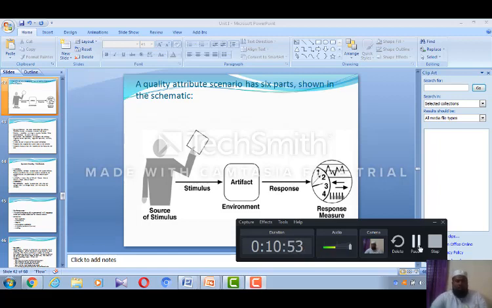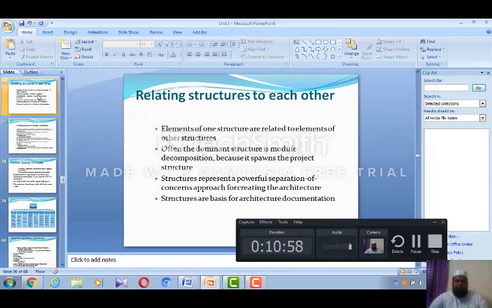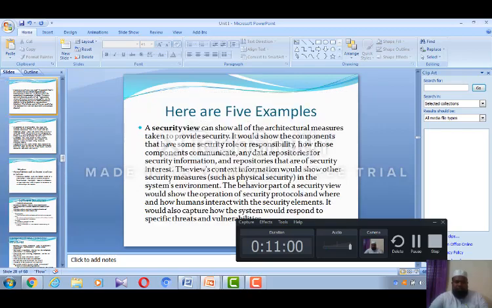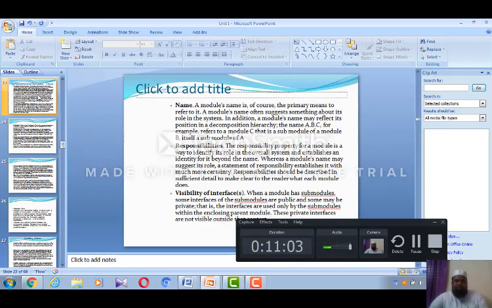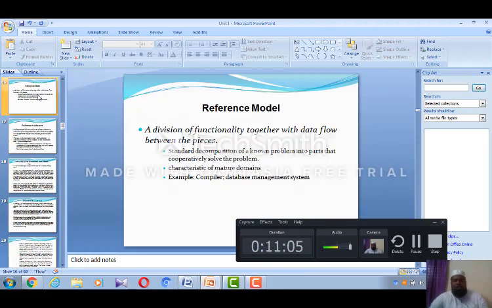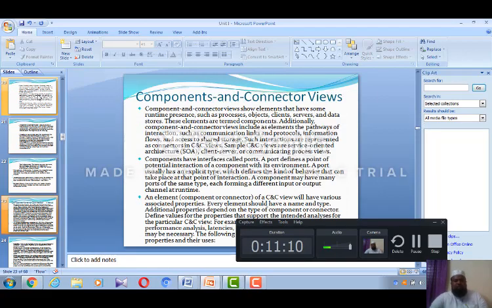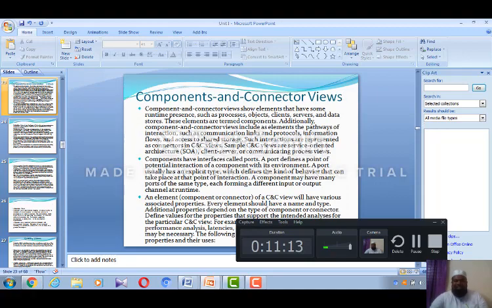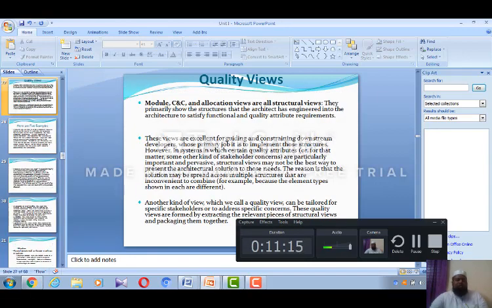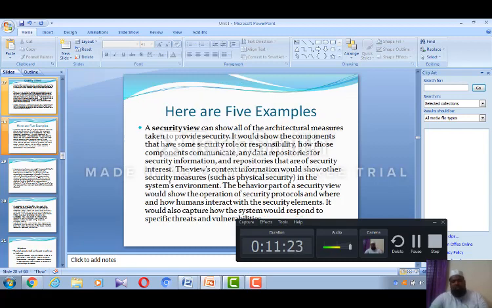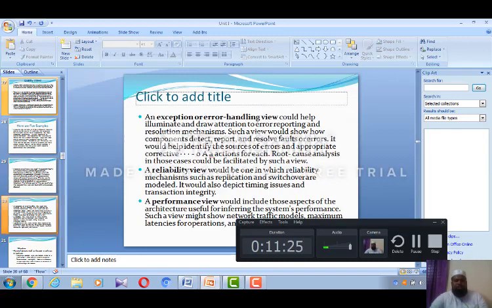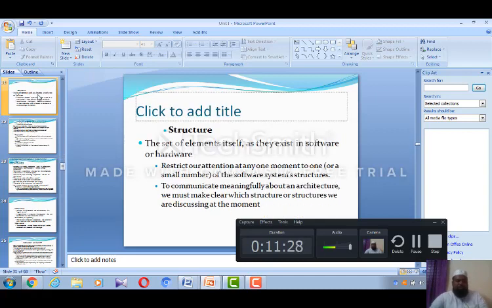Let me trace out the concepts we have seen today, right from reference models, reference architectures, architectural structures, and types of views. We have seen three types of views: the module views, C&C views, and allocation views. Afterwards we concentrated on the quality views, and saw some of the aspects: security, communication, exception, reliability, and performance.